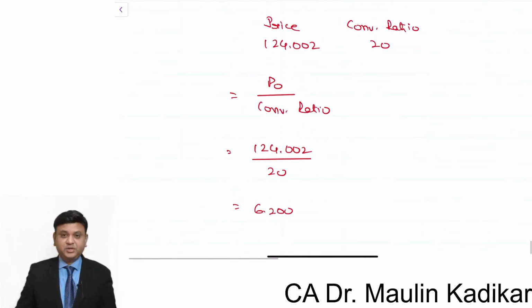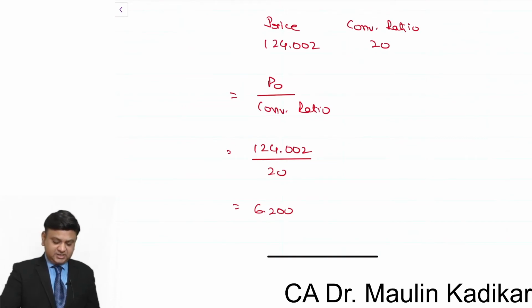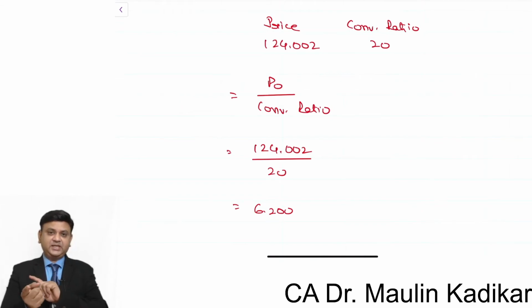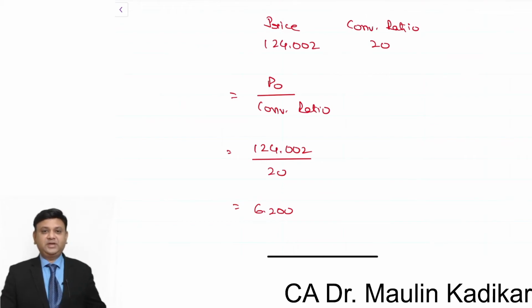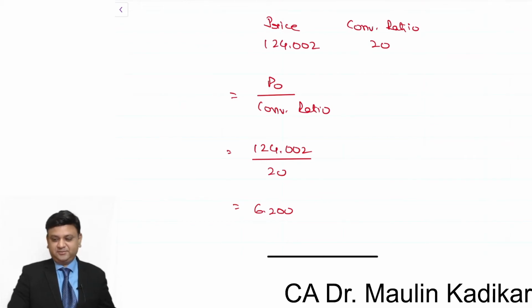Now what does this 6.20 indicate? It indicates that if the market price of the equity share is more than 6.20, then the investor should convert this bond into equity shares, not otherwise. That is what we understand.